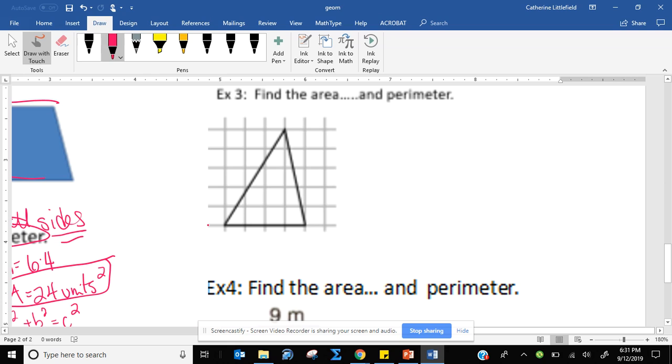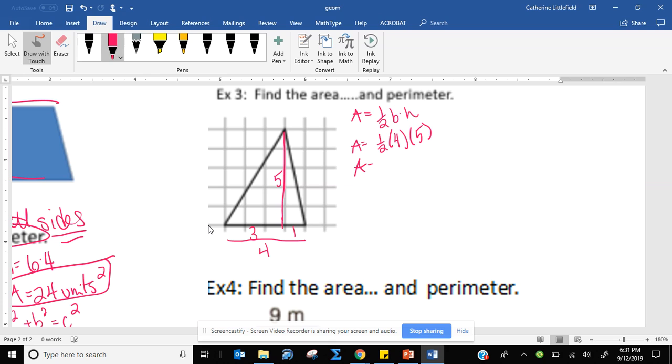Okay, now moving down to example number 3. Area and perimeter of a triangle. So remember, we want that perpendicular height here, which is a distance of 1, 2, 3, 4, 5. And then my base is a distance of 3 and 1. I'm going to break it up like that for a total base of 4. Okay, so A is equal to 1/2 times base times height. Well, my 1/2 times my base is 4 times my height is 5. 1/2 times 4 is 2 times 5 should get me 10 units squared.